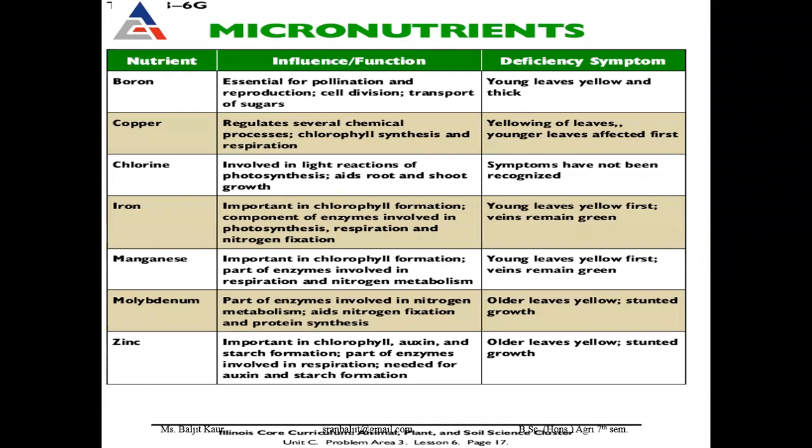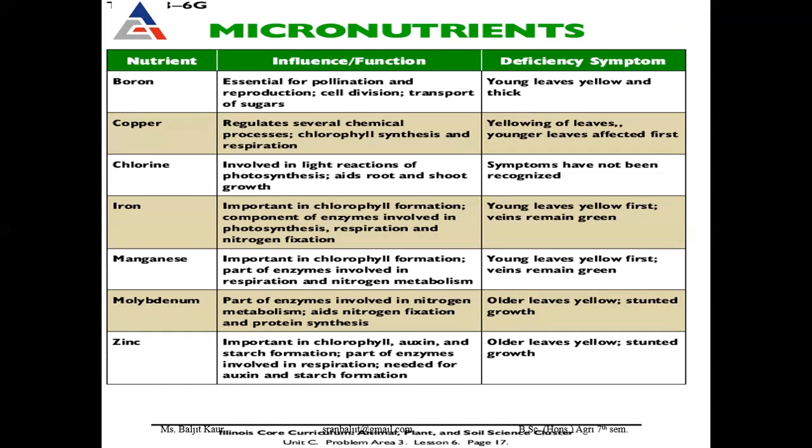So they have not been recognized particularly, that what is the deficiency symptoms of chlorine. Then iron, it is important in chlorophyll formation. It is a component of enzymes that are involved in photosynthesis, respiration, and nitrogen fixation. So if there is deficiency of iron, then young leaves yellow first and veins will remain green.